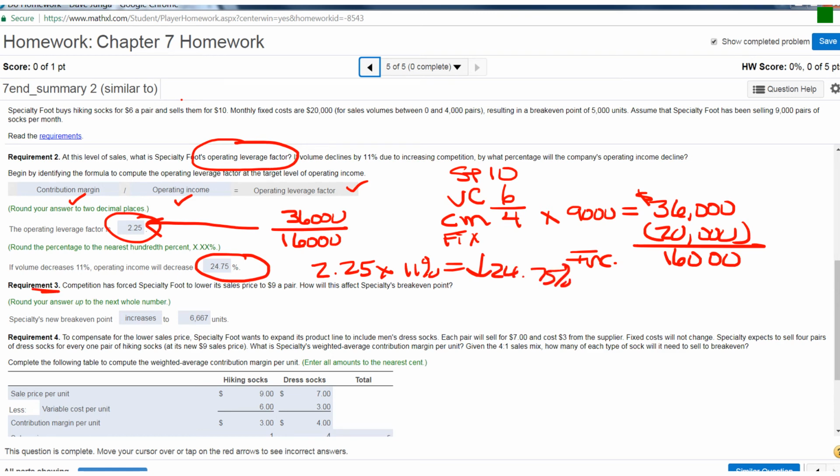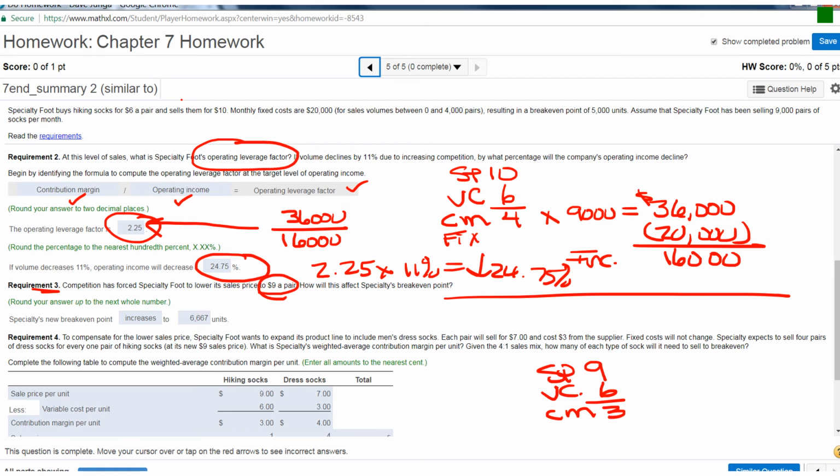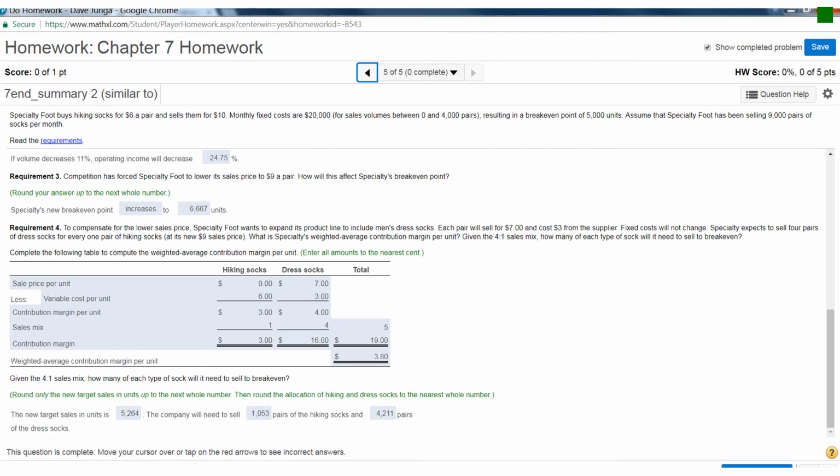Part 3 says, what if they change the sales price to $9 per pair? So if your sales price was $9, your variable cost is still 6. That would give you a contribution margin of 3. Okay, so it takes that down to 3. And if your fixed costs are at 20, you just divide that by 3. That's your new CM per unit, and that's going to give you right around 6,667. That would be your new break-even point. Requirement number 4 will be on the next slide.